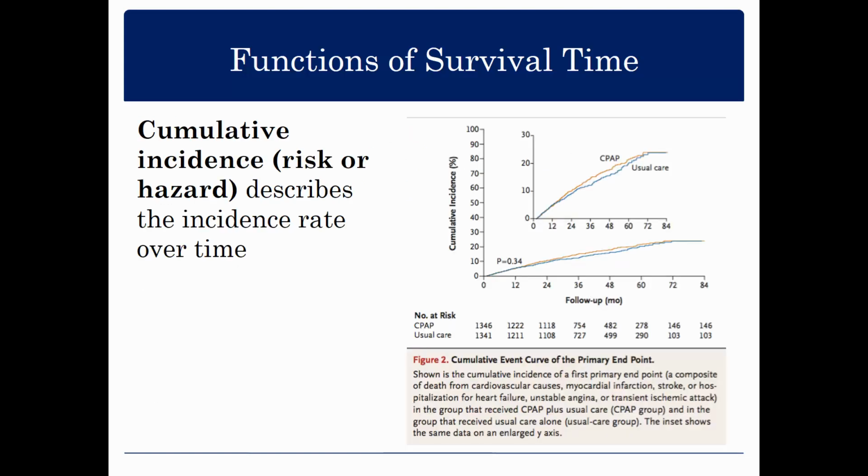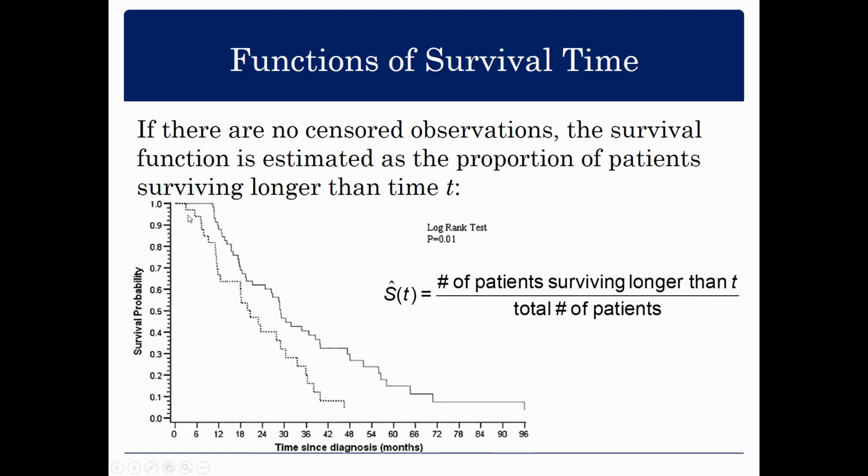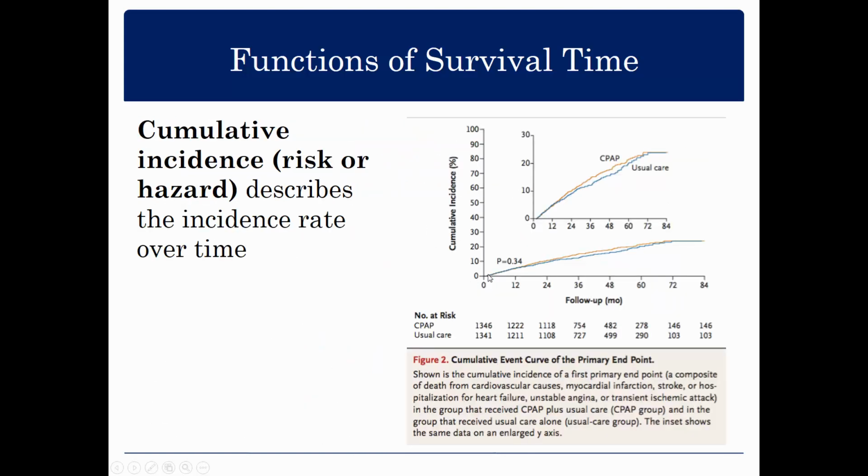Another function of survival time is the cumulative incidence, which I'll talk about again in a little bit. Or you sometimes hear it called the cumulative hazard, or cumulative risk. It's describing, in an inverse way, the incidence rate over time. So whereas before we were describing the percent of patients who are event-free up to a given time, here we're describing what fraction of patients have had the event.